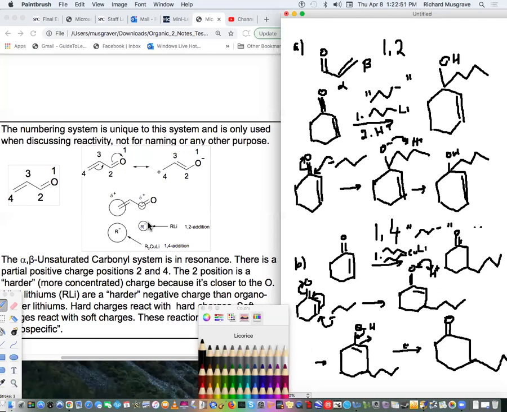But the point is that the one with just lithium in it is going to attack the C directly connected to the double bonded oxygen, whereas the copper lithium one is going to attack the far end of the system, and give that product.